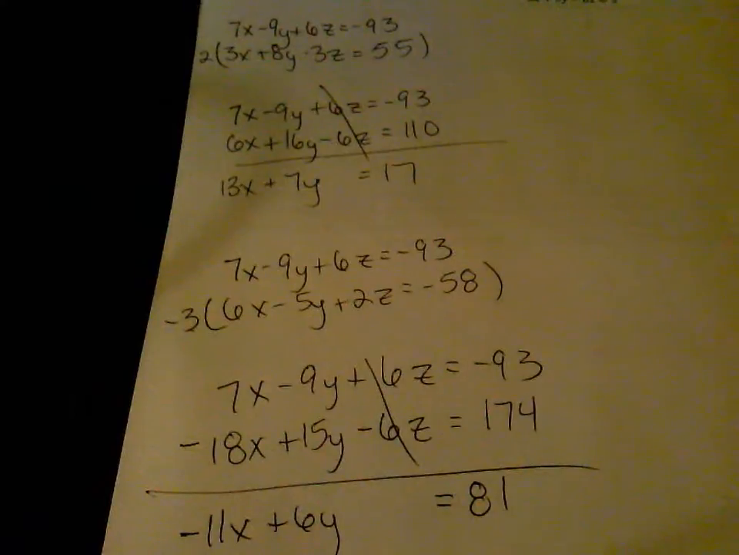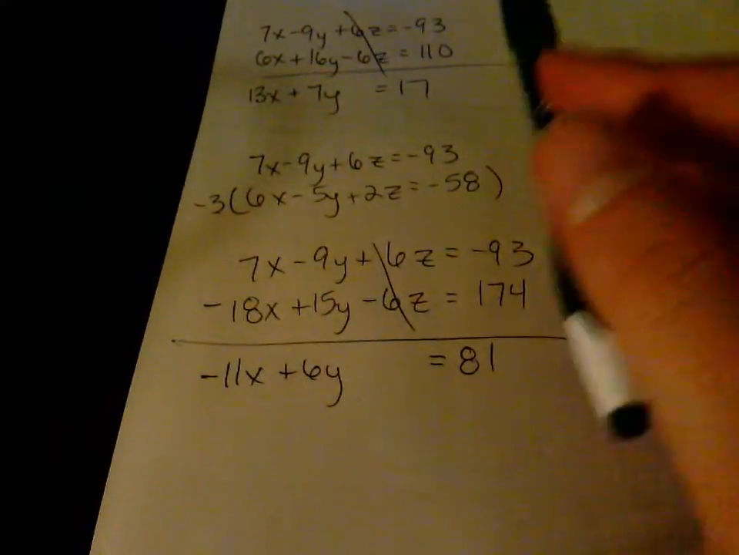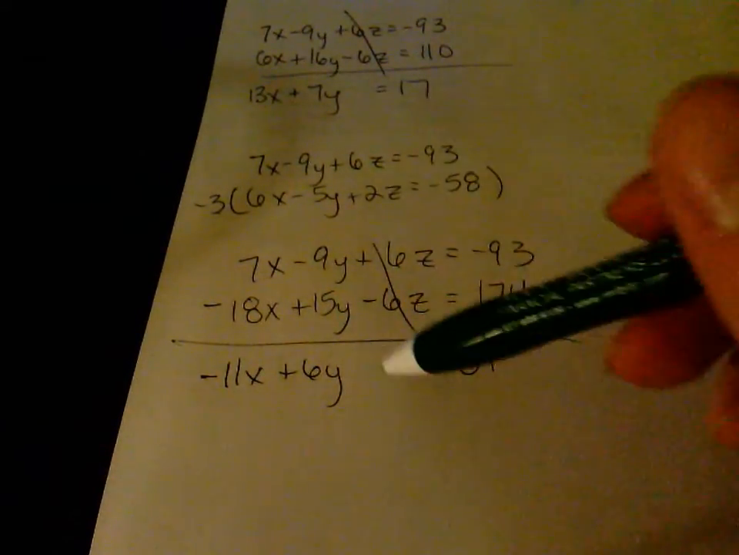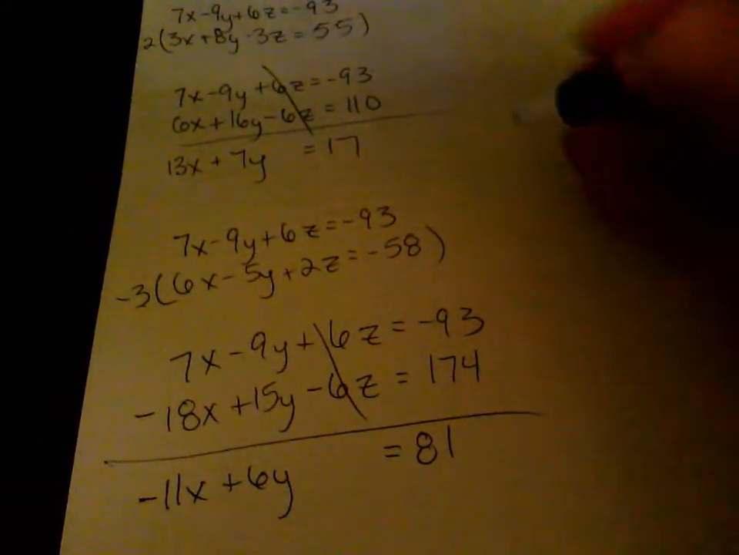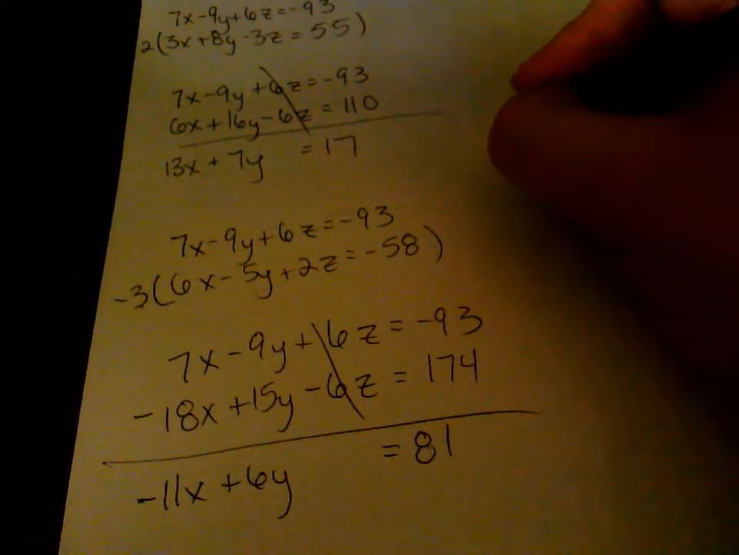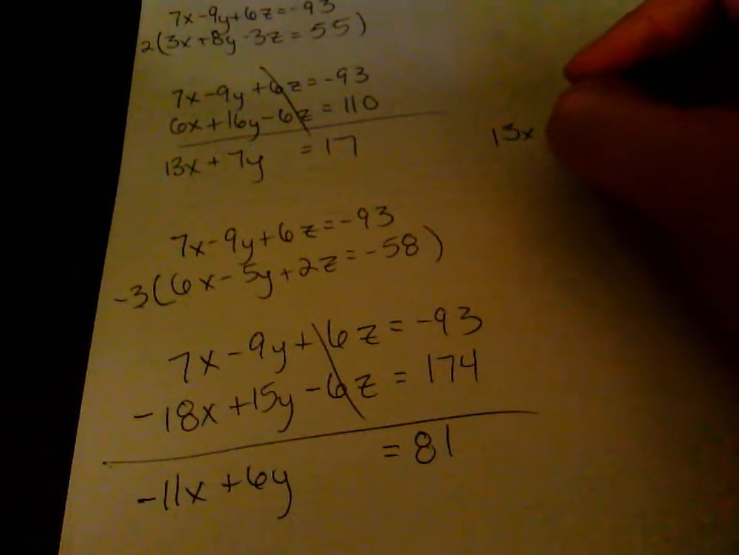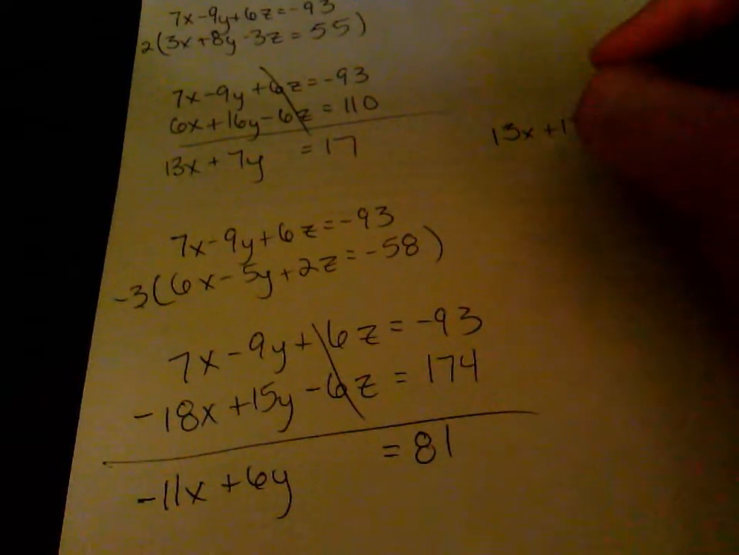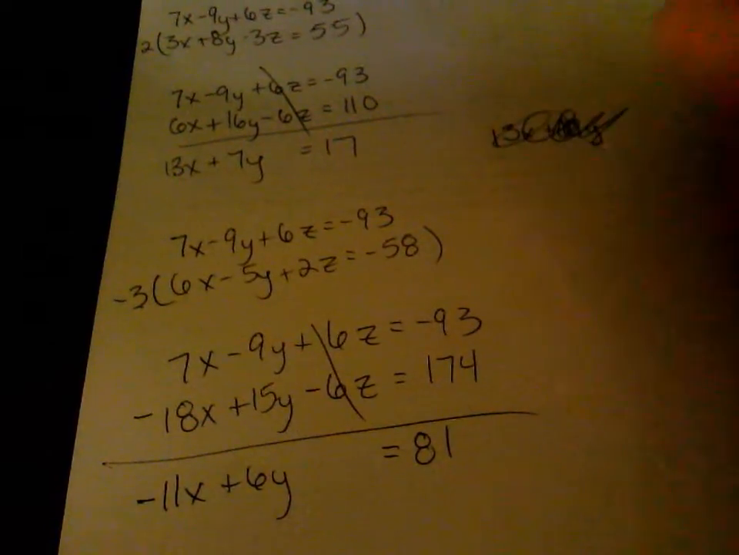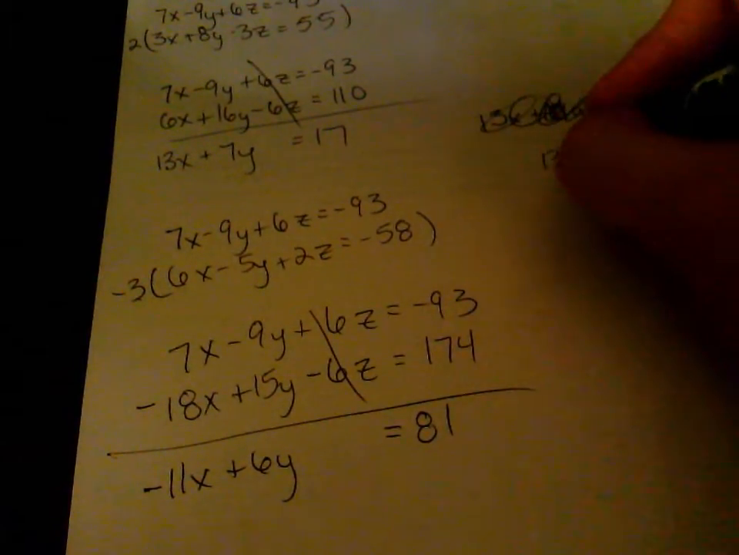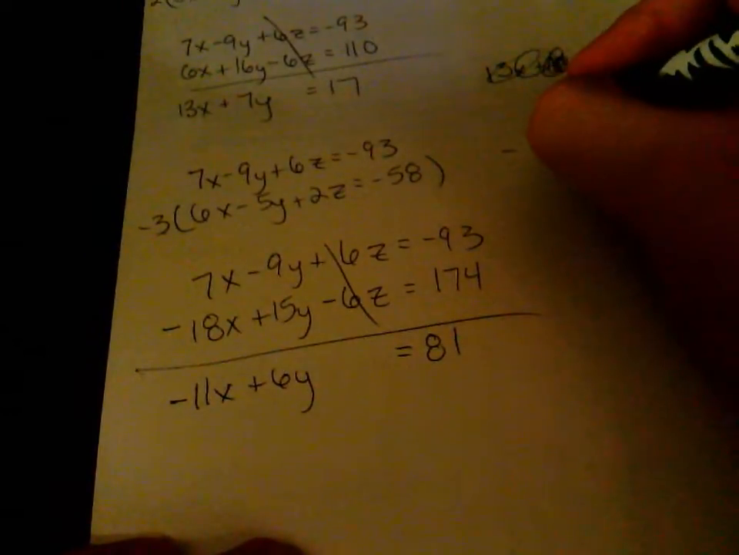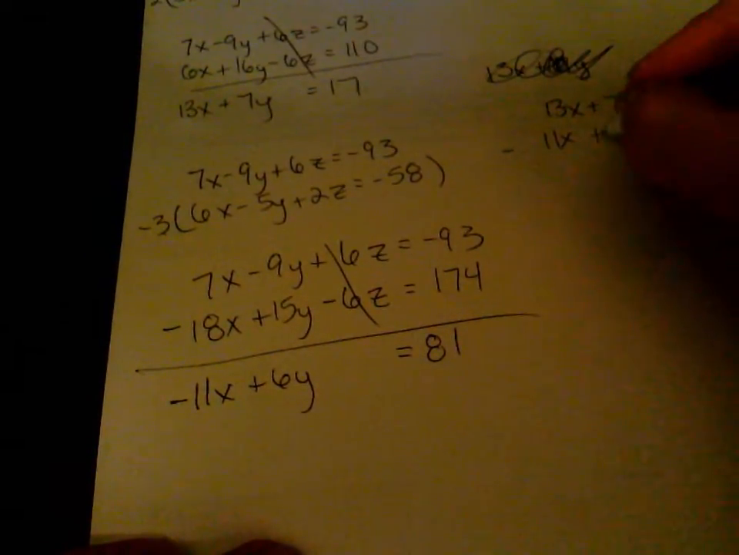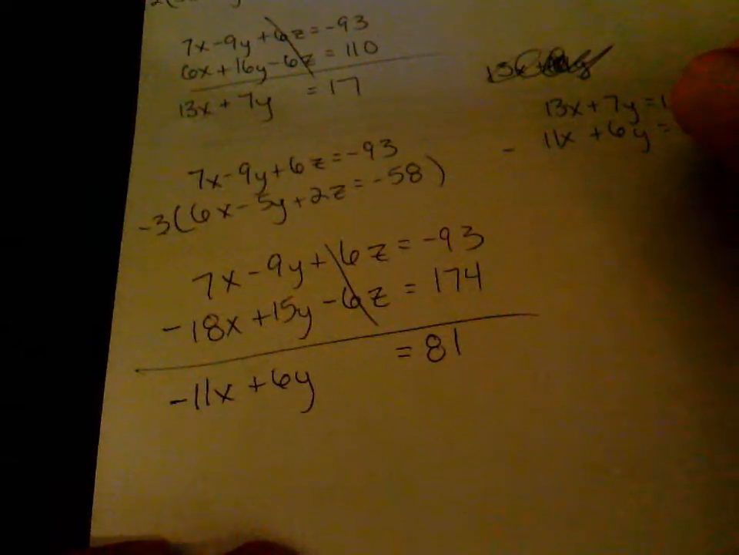Alright, I have my two equations. Got this one, got this one. So, I'm going to put them over here. I know I am not saving room, but as is life. Alright, 13x plus 7y equals 17. Negative 11x plus 6y equals 81.